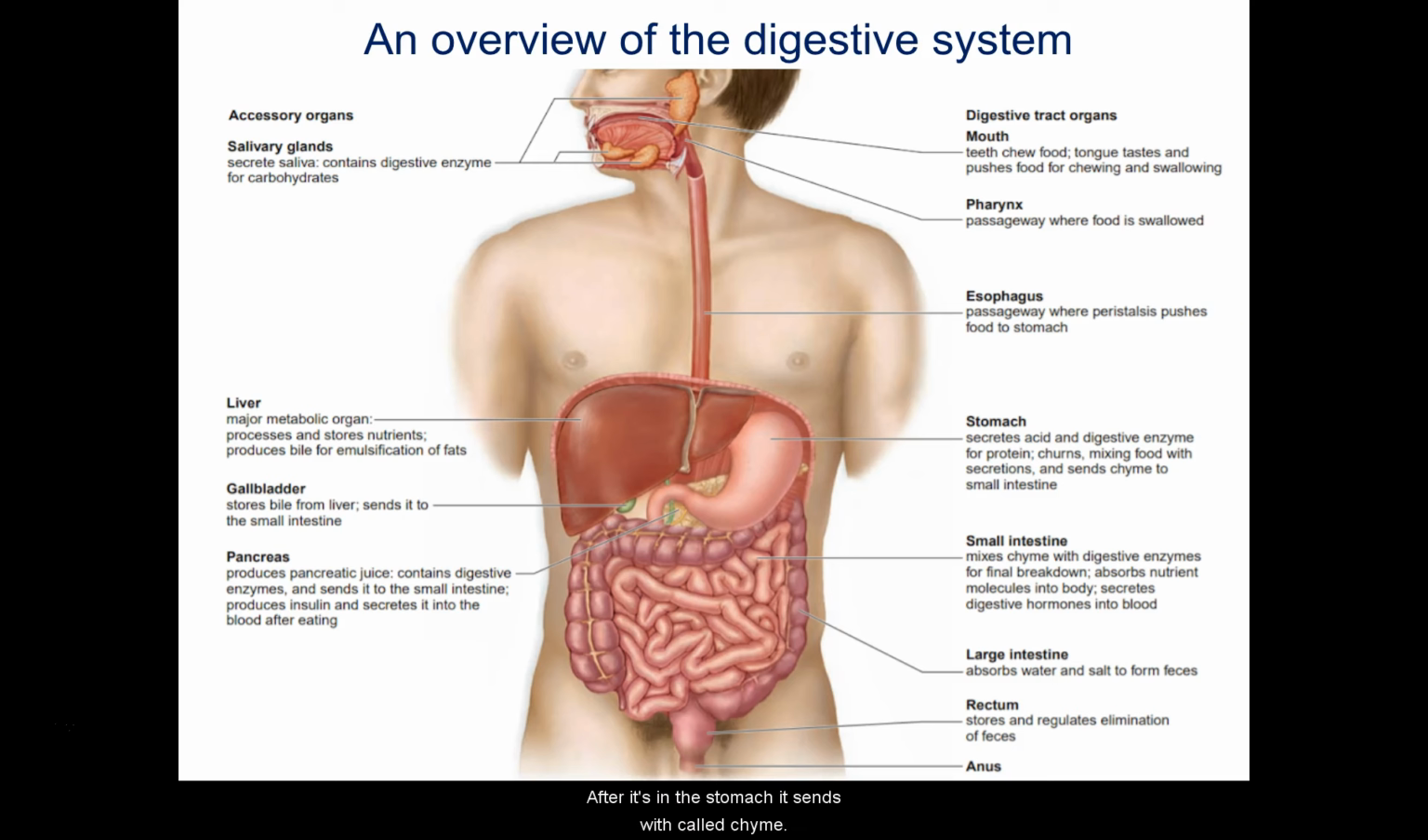After it's in the stomach, it sends what's called chyme to the small intestine. And what chyme is, is just food that started the process of digestion. In the small intestine, you start mixing that chyme, that's partially digested food, with digestive enzymes so that it can be broken down into its final state.